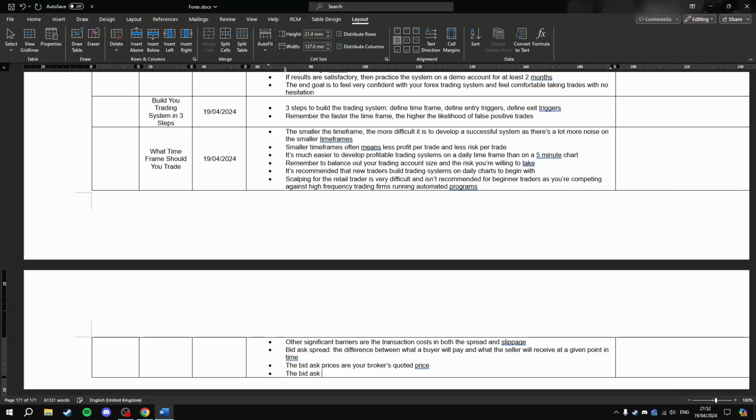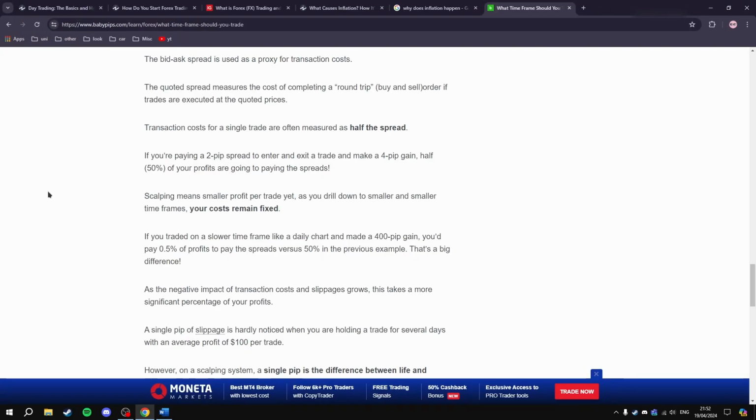The bid-ask spread is used as a proxy for transaction costs. The quoted spread measures the cost of completing a round trip, so a buying and selling order, if trades are executed at the quoted prices.